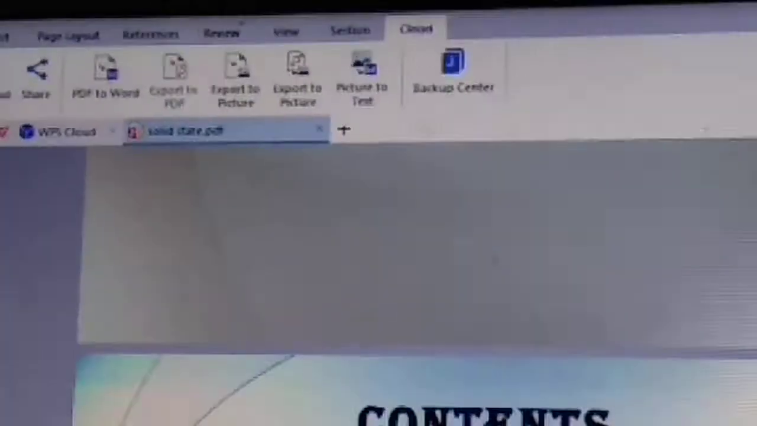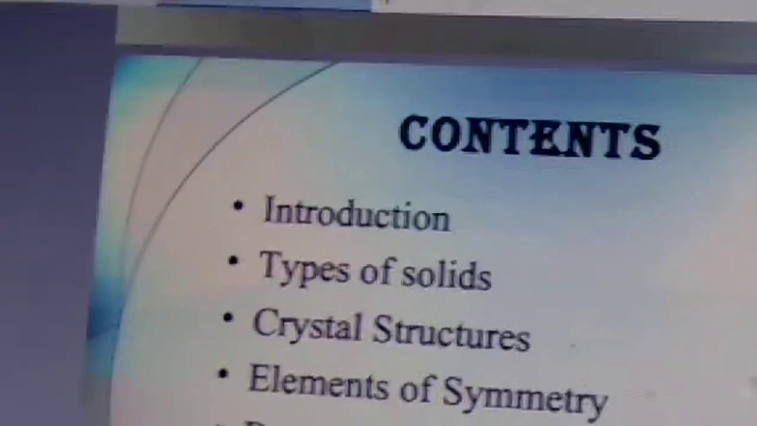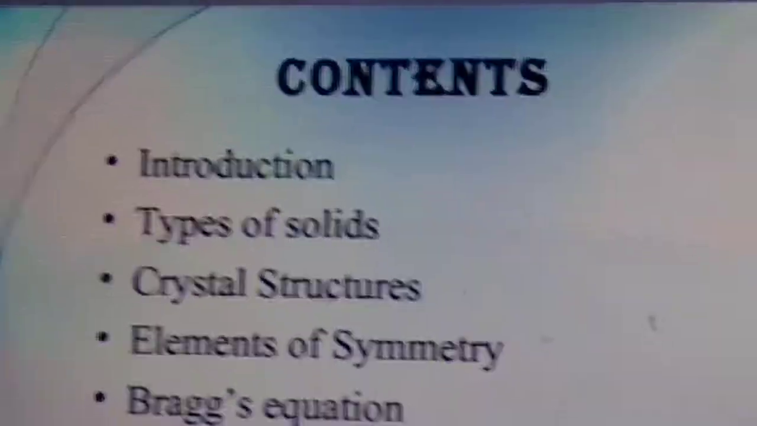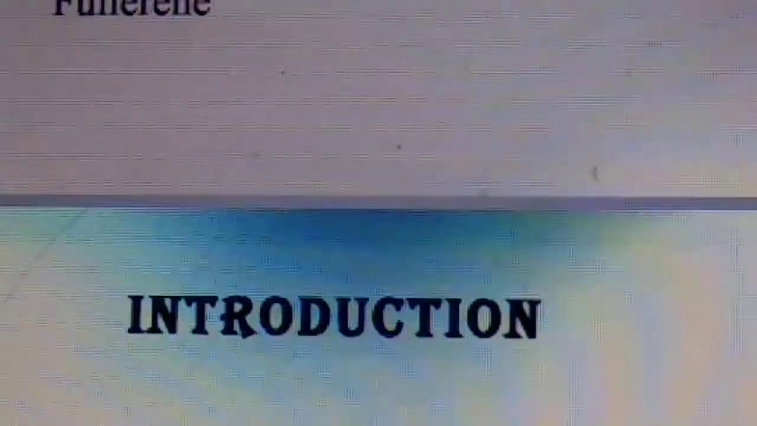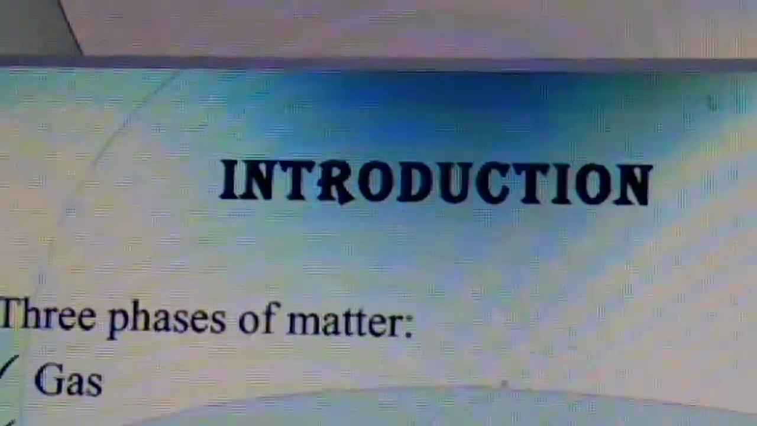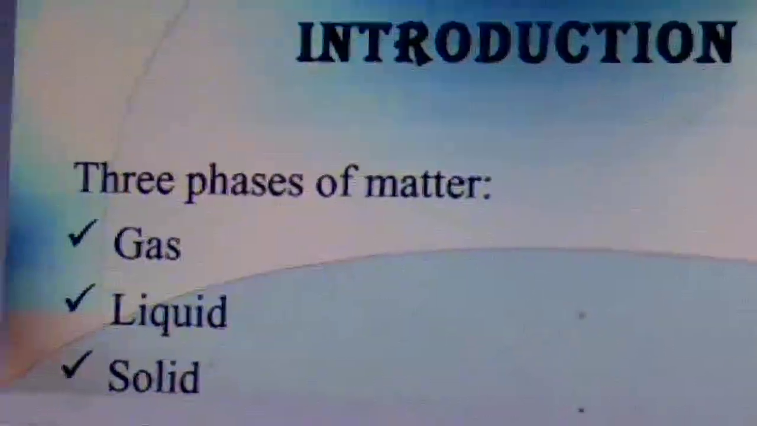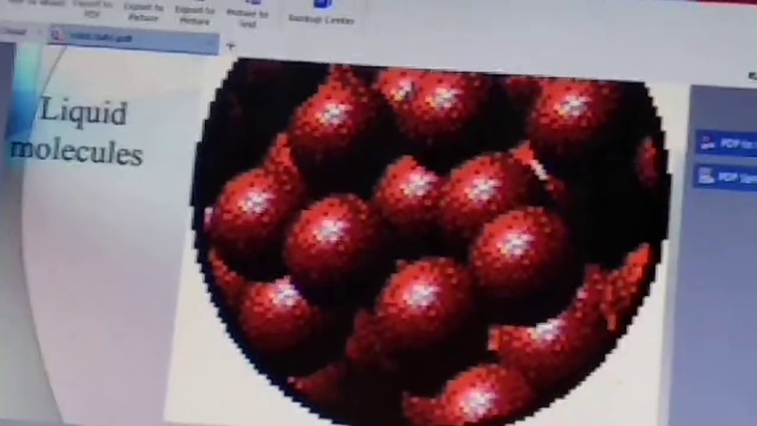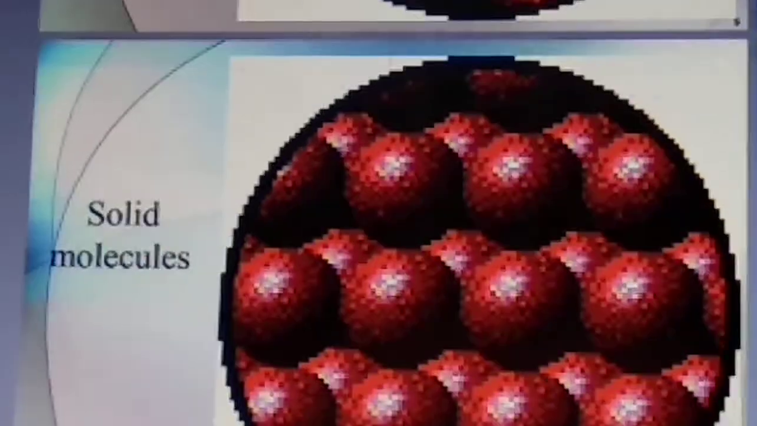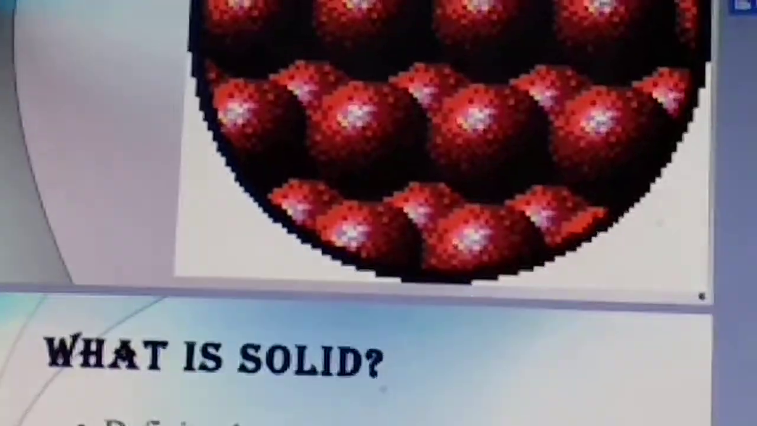My dear children, in this chapter we have to study types of solids, crystal structure, elements of symmetry, Bragg's equation, and allotropes of carbon. Now, in earlier classes, you have learned the different phases of matter, that is gaseous, liquid, and solid. In gaseous substances, intermolecular distance is maximum and intermolecular force of attraction is minimum. In liquids, intermolecular force of attraction is medium. In solids, intermolecular distance is negligible.